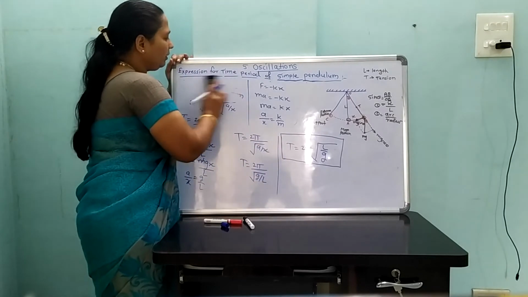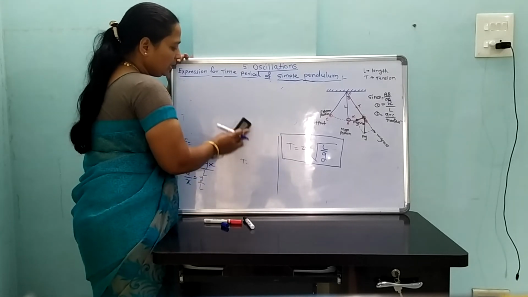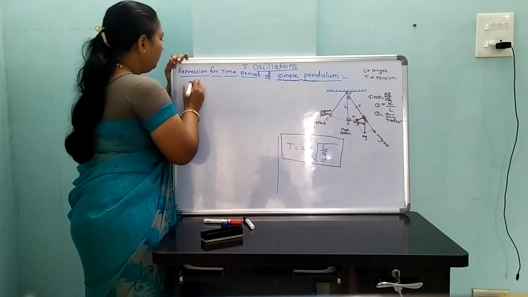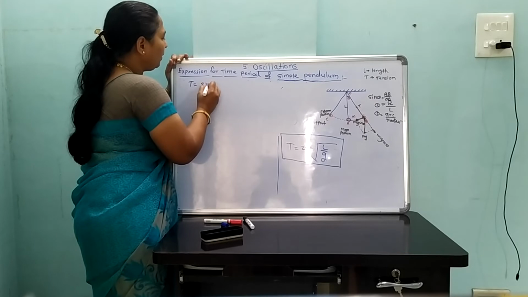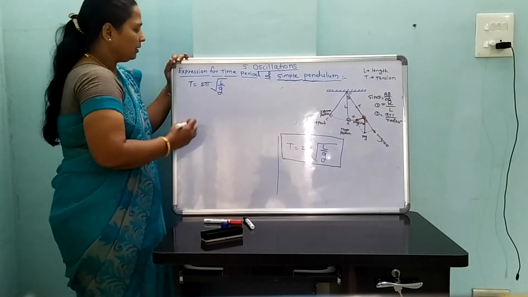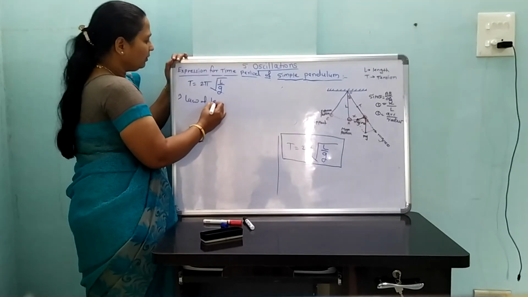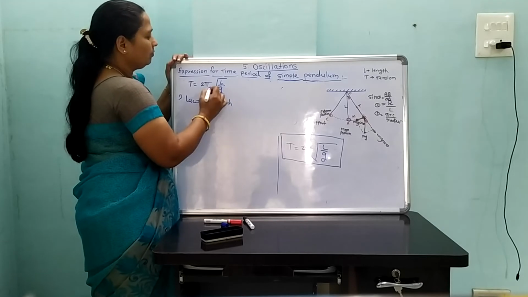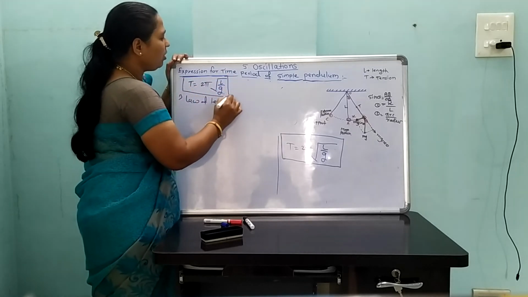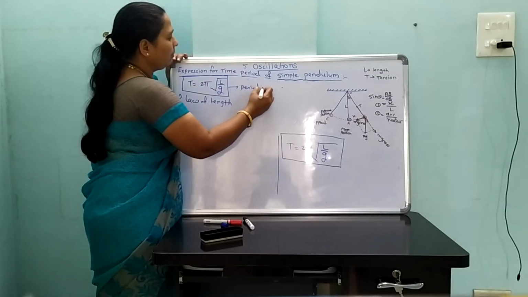Therefore, the first law is the law of length. T is equal to 2 pi under root of L upon g. Hence, first law, law of length. This formula is the expression for the period of a simple pendulum.